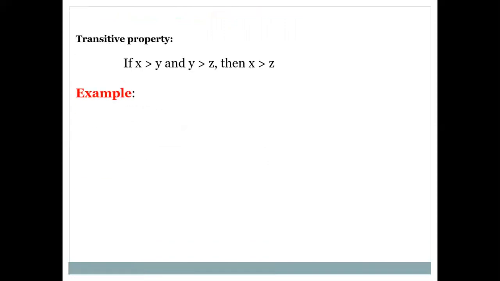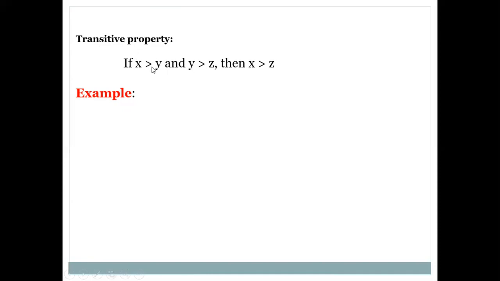Transitive property. The next property, addition, multiplication, operation property, not transitive property. This property we have done in real numbers, property of real numbers. If x is greater than y and y is greater than z, the same property we use in equations. If x is greater than y and y is greater than z, then x is greater than z.